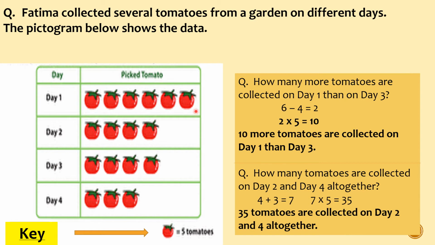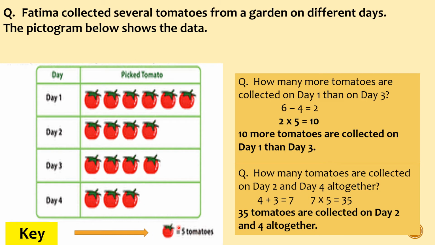Fatma collected several tomatoes from a garden on different days. The pictogram below shows the data. So on day 1, she picked these many tomatoes. On day 2, these many. Day 3, these many. And day 4, these many. But look at the complete pictogram. The key here shows that one picture of this tomato is actually 5 tomatoes.